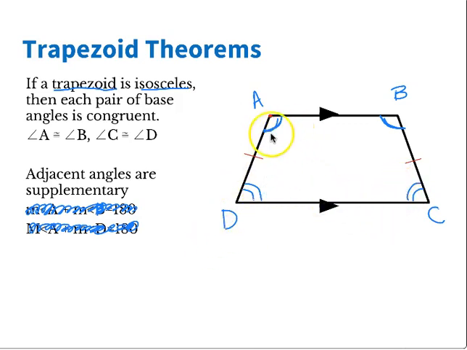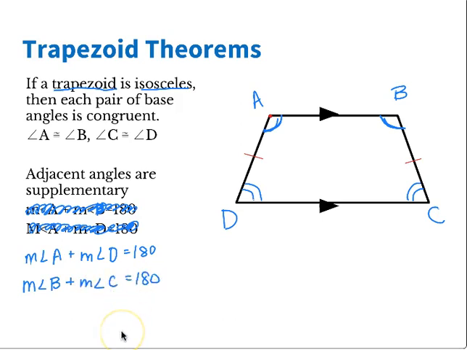Then if we were to add some of our adjacent angles, if we take the measure of angle A and add it to the measure of angle D, they're going to be supplementary. Remember, that means they're going to add up to 180 degrees. And then if we add our other two remaining angles, the measure of angle B plus the measure of angle C, we will also have a total of 180 degrees. Those two adjacent angles are supplementary.